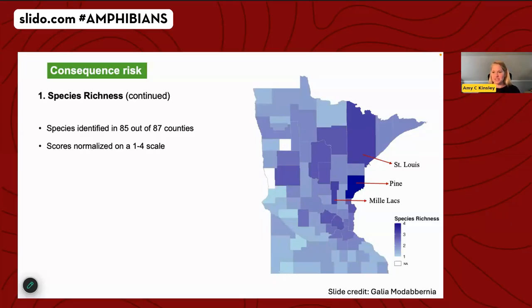There's some counties that stood out to us with higher concentrations, and so we flagged those here. In particular, we see that St. Louis, Pine, Mille Lacs, they all show really high levels of species richness. And so thinking about what that means, those areas might face greater ecological consequences if B-cell were to be introduced, because then that pathogen would have more opportunities to establish and spread and potentially be maintained in those communities.